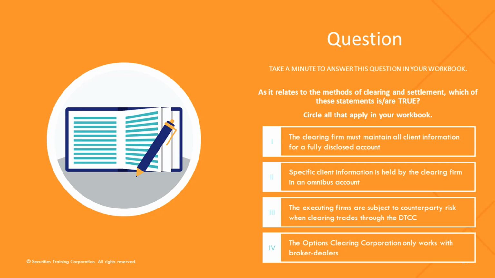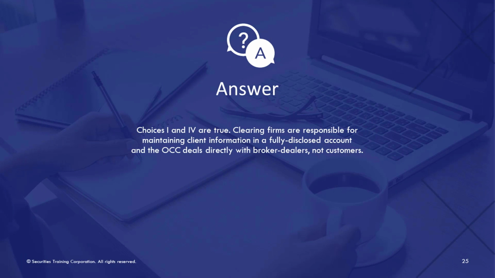Okay, as it relates to method of clearing and settlement, which of these statements is or are true? So there's 4 statements there. Please read them. And let's look at the correct answer. Choices 1 and 4 are true. Clearing firms are responsible for maintaining client account records in a fully disclosed. Omnibus would be the introducing firm. And the OCC does not deal with clients. It deals directly with brokerage firms, not customers.